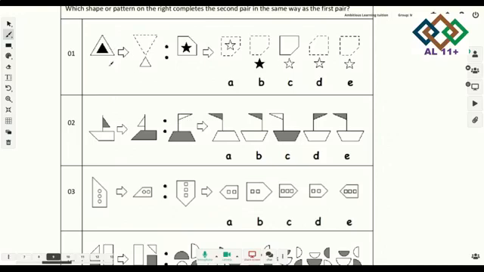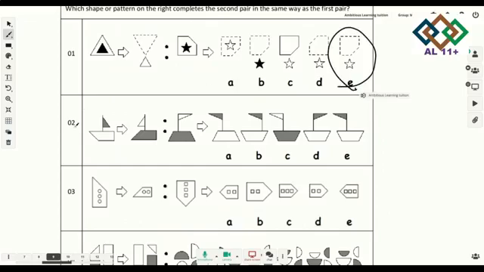So what's happening in this one? If you look at this one, the outer shape is reflected in the horizontal line and its outline changes to dots. The center shape changes from black to white and moves out to the outer shape, to be positioned between it. So obviously the answer would be E for this one.